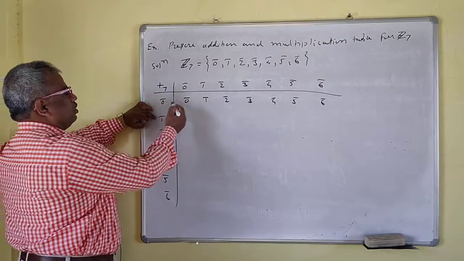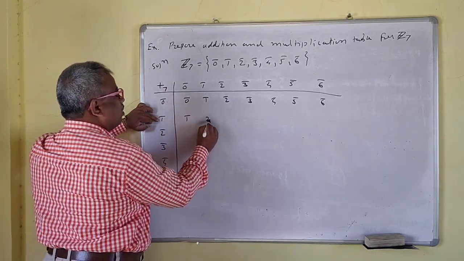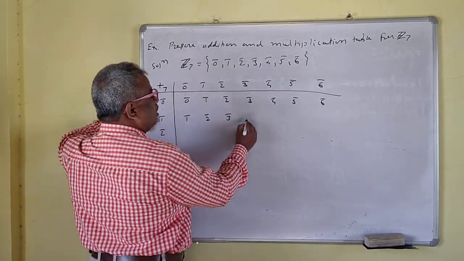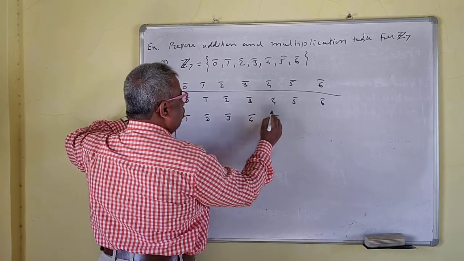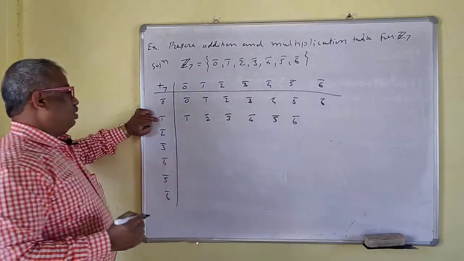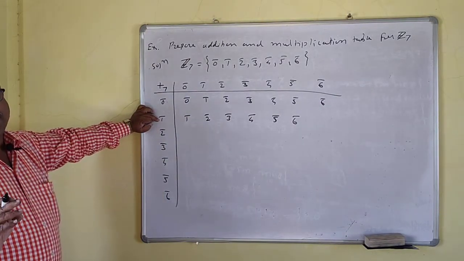Okay. So now we'll do this. 1 bar plus 0 bar is 1 bar. 1 bar plus 1 bar is 2 bar. 1 bar plus 2 bar is 3 bar. 1 bar plus 3 bar is 4 bar. 1 bar plus 4 bar is 5 bar. 1 bar plus 5 bar is 6 bar. Now 1 bar plus 6 bar is 7 bar.